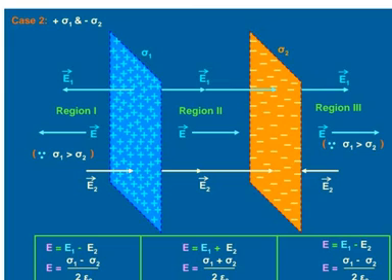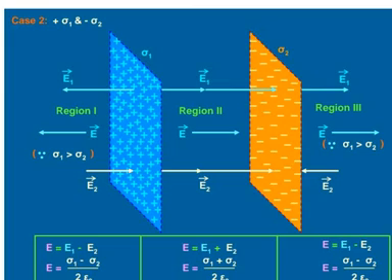And in region 3, E1 is along the x-axis, E2 is along the minus x-axis. So you get sigma 1 minus sigma 2 upon 2 epsilon naught, and the direction will be along the positive x-axis because sigma 1 is greater than sigma 2.